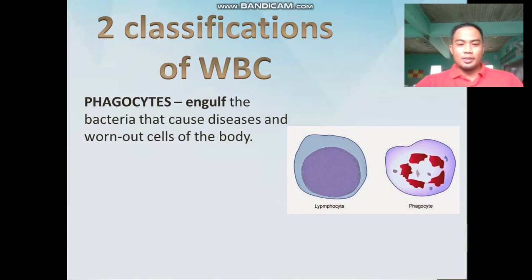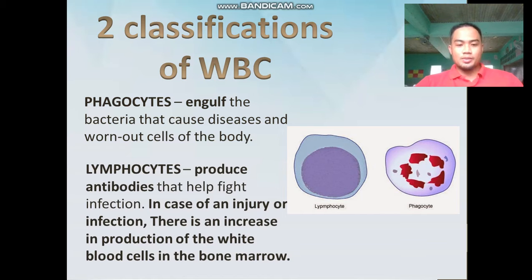So, there are two types of white blood cells. The phagocytes engulf the bacteria that cause diseases and worn out cells of the body. And the lymphocytes, which produce antibodies that help fight the infection.